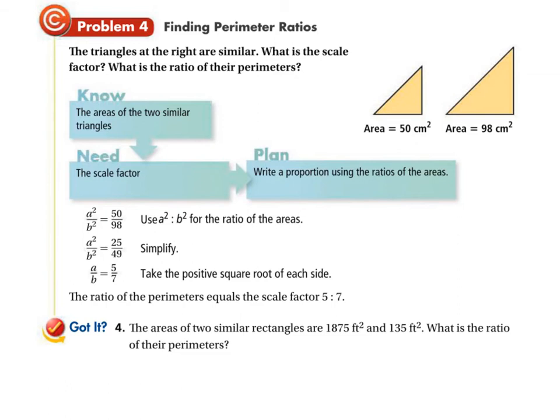Okay, so let's find the perimeter ratio if we know the area ratio. The triangles to the right are similar. What is the scale factor? What is the ratio of the perimeters? Well, if the area is 50 over 98, we know that. We need to know the scale factor. We're going to write it as proportions. Okay, we know that a squared is 50 and b squared is 98. Now, these aren't nice, neat square numbers, but check it out. This is a fraction that can be simplified, right?